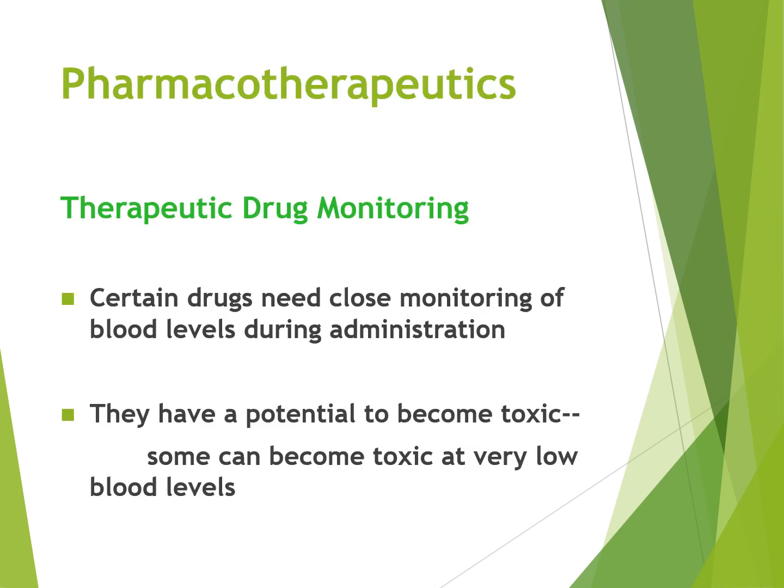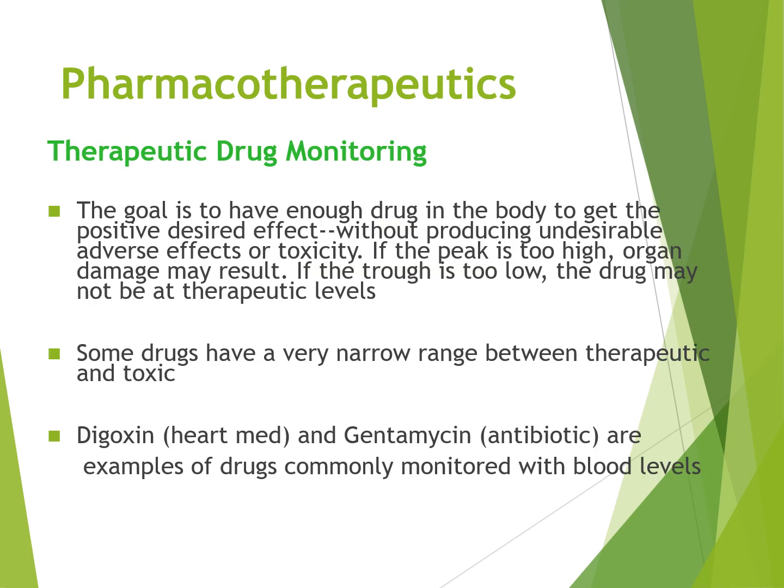So with this, we look at the pharmacotherapeutics, right? The therapeutic drug monitoring. So certain drugs need close monitoring of blood levels during administration. They have a potential to become toxic, right? So can become toxic at very low blood levels. With the therapeutic drug monitoring, the goal is to have enough drugs in the body to get the positive desired effect without producing undesirable adverse effects of toxicity. If the peak is too high, organ damage may result. If the trough is too low, the drug may not be at therapeutic levels. So that's why it's so important to look at those key things.